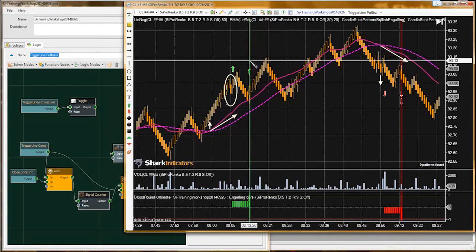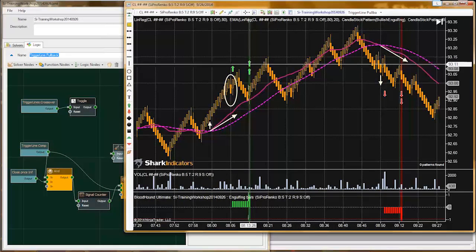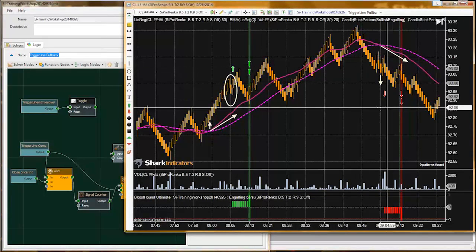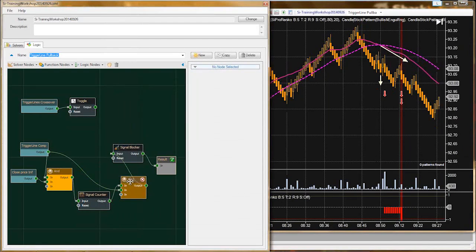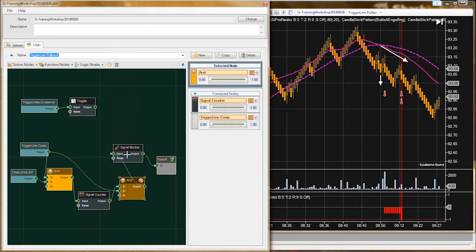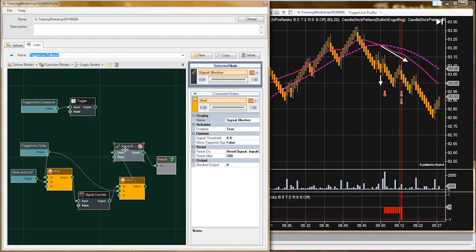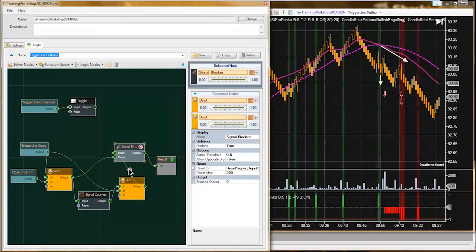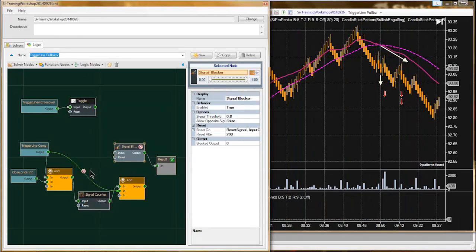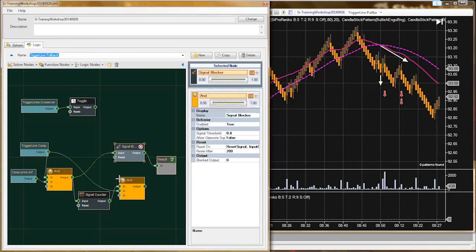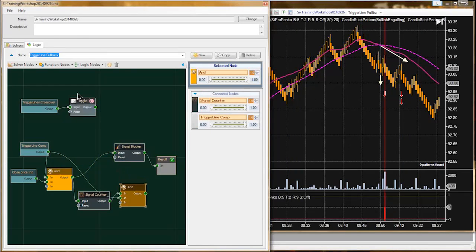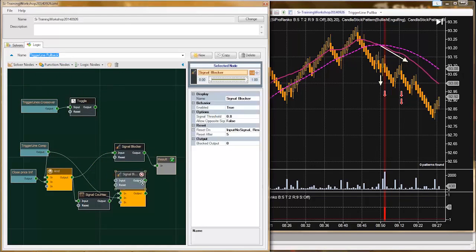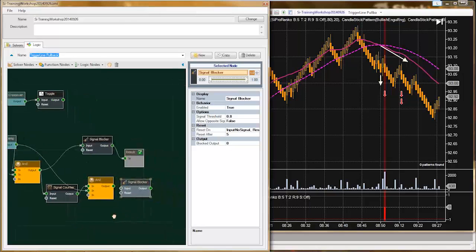So I'll mark these a little better with 2 arrows. There we go. The double arrows tell us that that's the second signal here. Essentially we need another signal blocker here. So let's connect that back in. Oh, hold on. Disconnect that. Disconnect that. There we go. What I need to do is add another signal blocker. Let's throw another signal blocker right there.